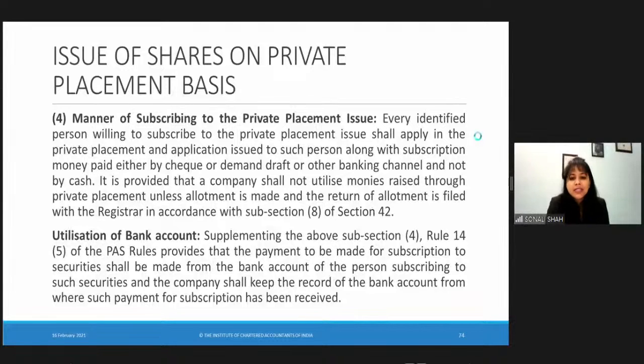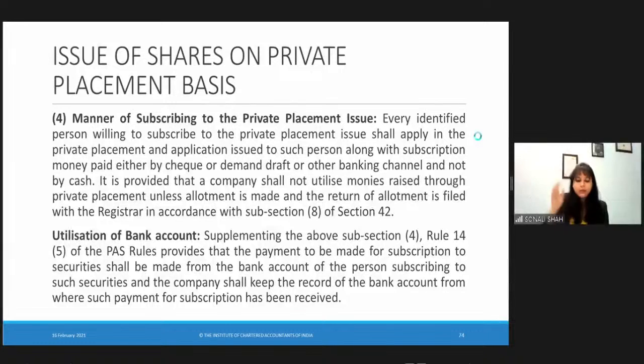Now, how do you subscribe to the private placement issue? What is the manner? When the invitation is sent to the selected people, and if they are willing to subscribe to the private placement, they will have to fill in the application form that was issued, along with the subscription money. The application with the subscription money paid by cheque, demand draft or other banking channel will be submitted. Cash is not allowed. This money received by the company will be kept in a separate bank account, and it will not be used unless the allotment is made and the return of allotment is filed, right?